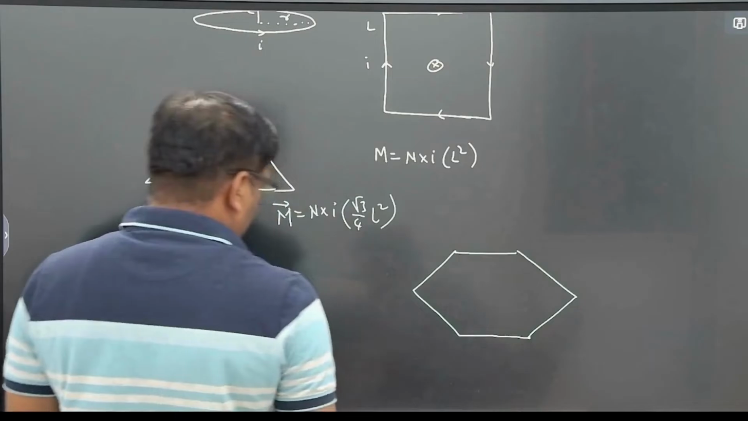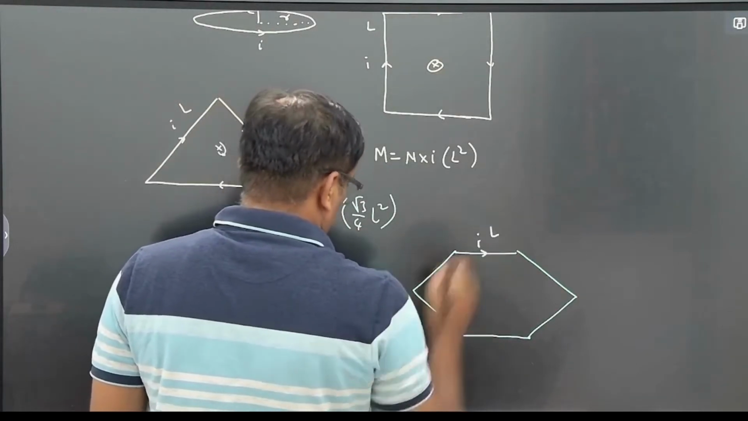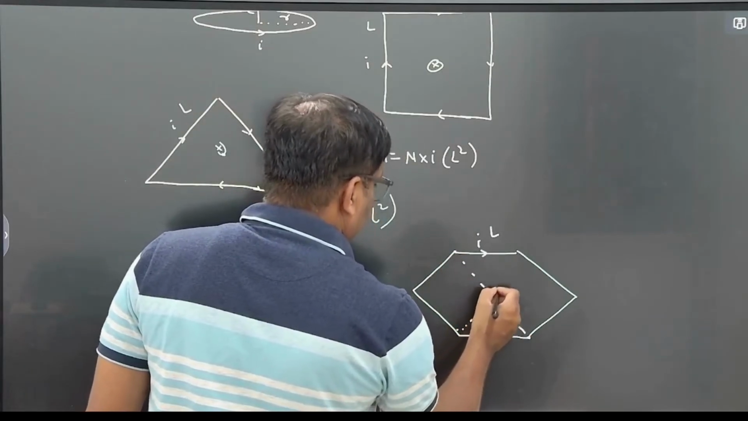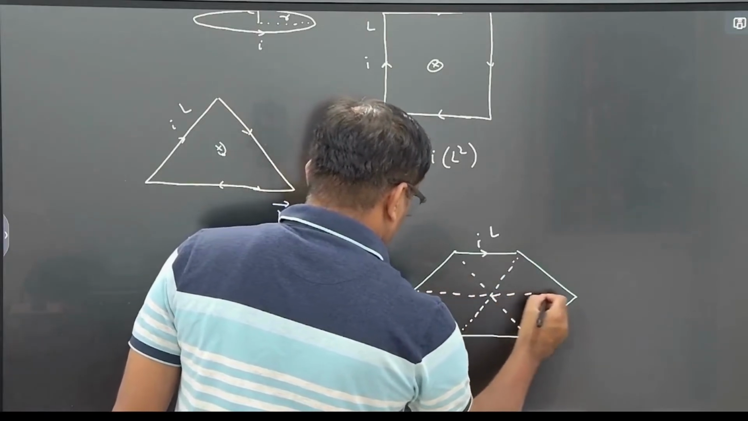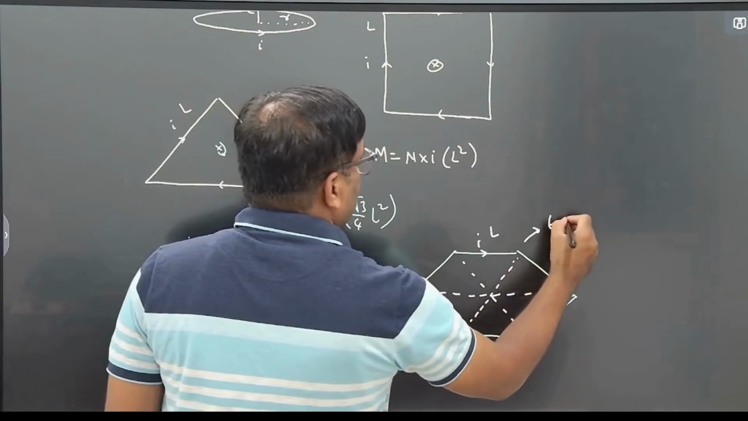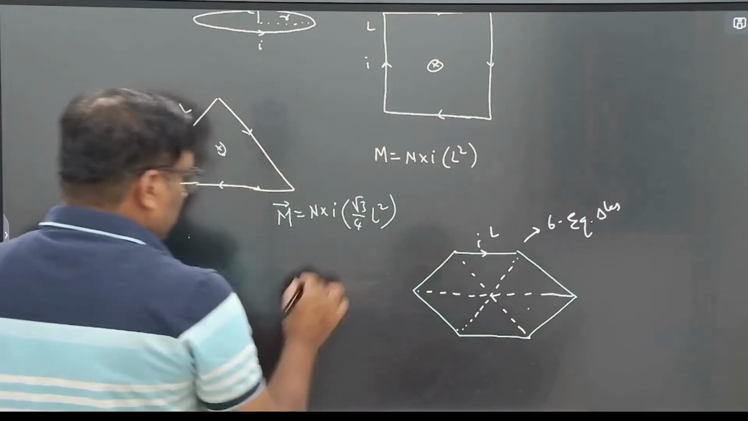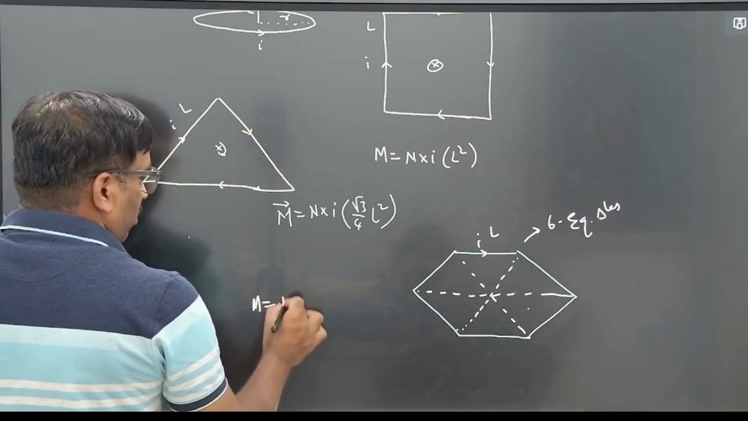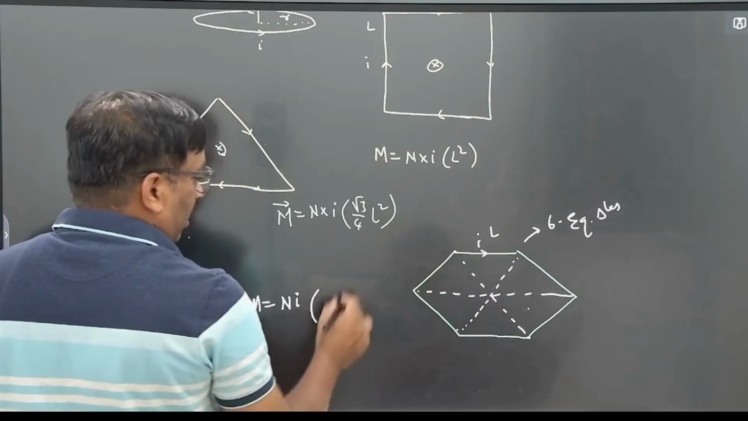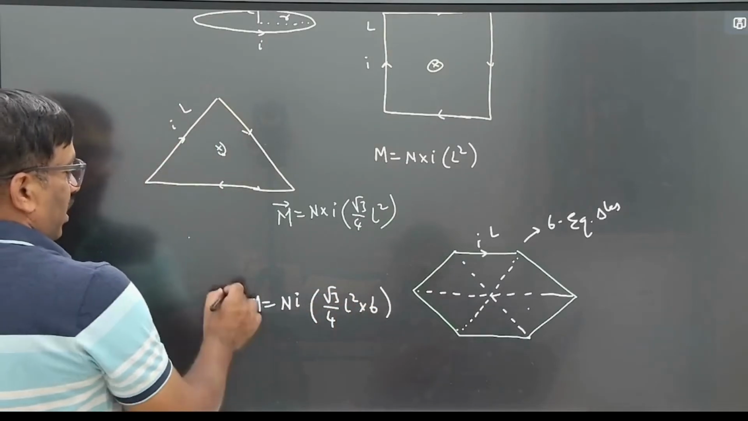Remember, this regular hexagon has current I and side length L. A regular hexagon is a combination of, you can see it now, 1 2 3 4 5 6, it is nothing but 6 equilateral triangles. Clear? Each of side length L. So what will be the magnetic moment now? Magnetic moment will be equal to N into I into the area of the equilateral triangle, root 3 by 4 into L square, into 6, so that will be your magnetic moment of this one now.